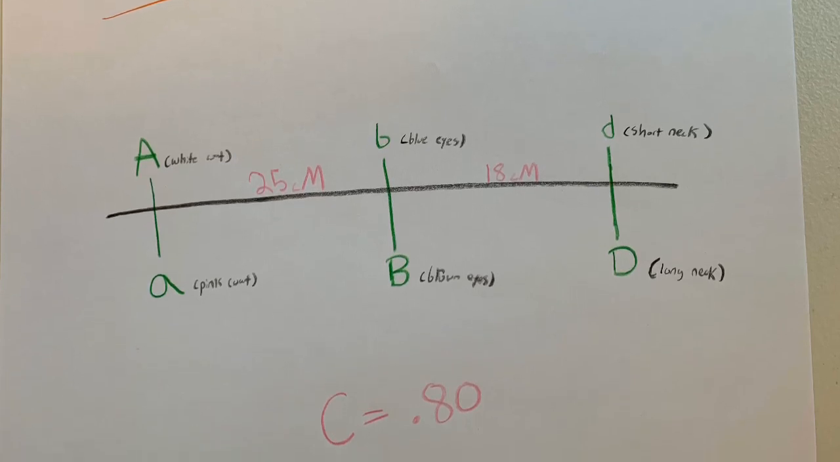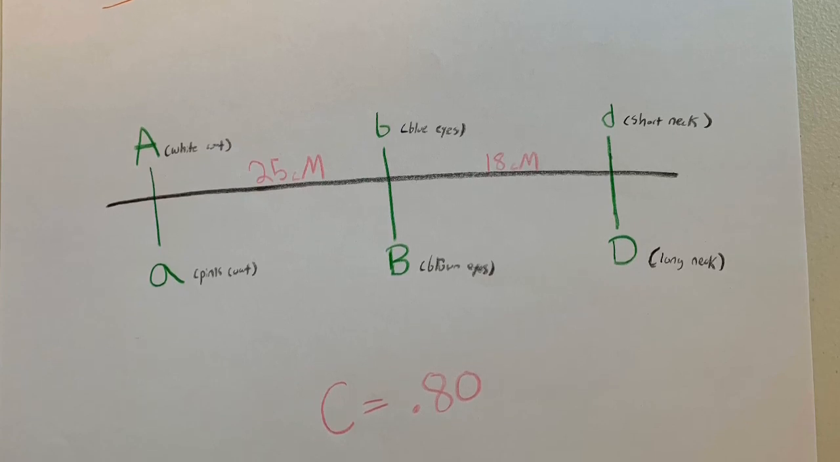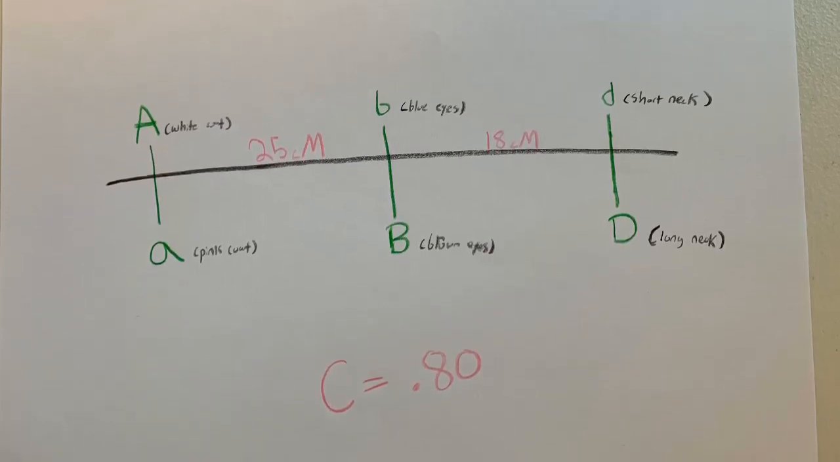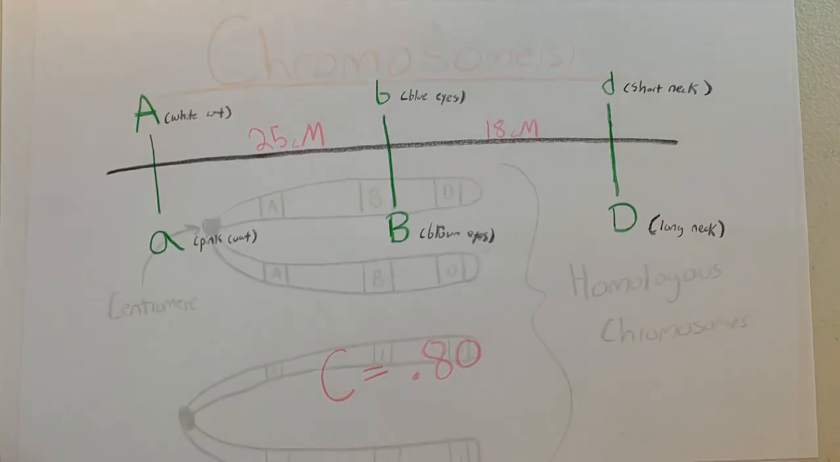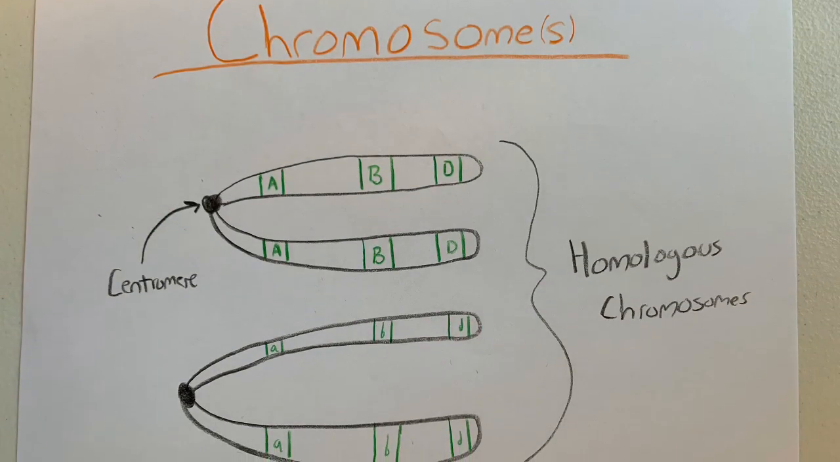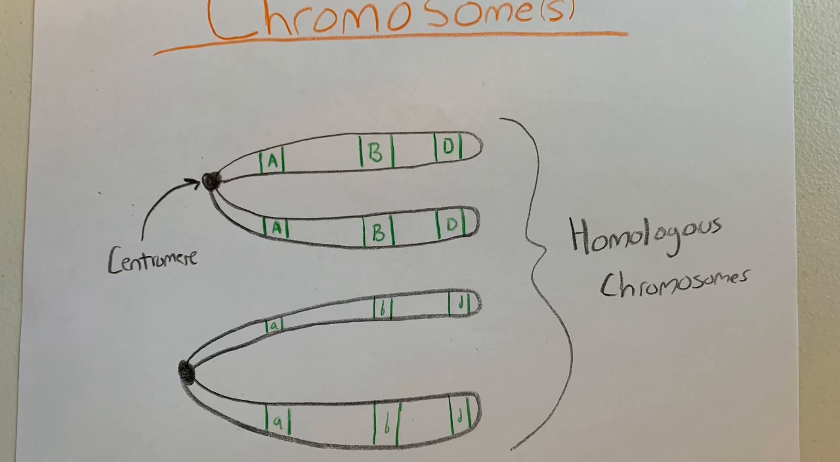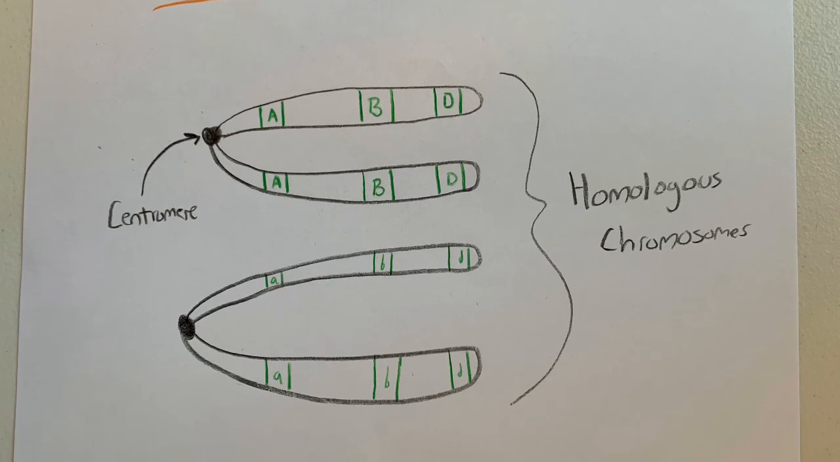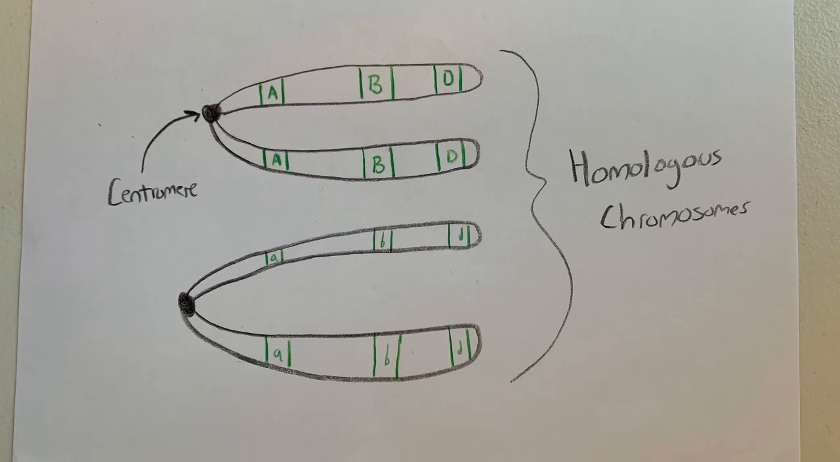The shorter the loci length, the less likely it is for a crossover event to occur. My C value is 0.80. C stands for the coefficient of confidence, and this will be important later. Here we have an example of the actual chromosomes where you can see the loci and how the crossovers would take place given their distance and proximity to each other.